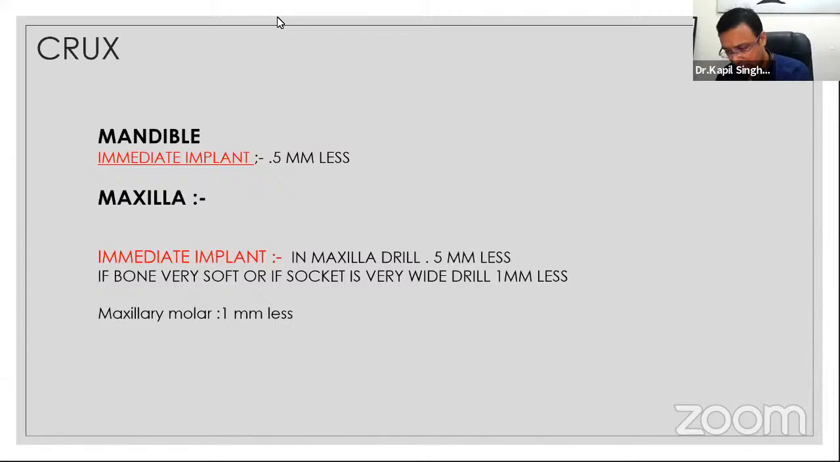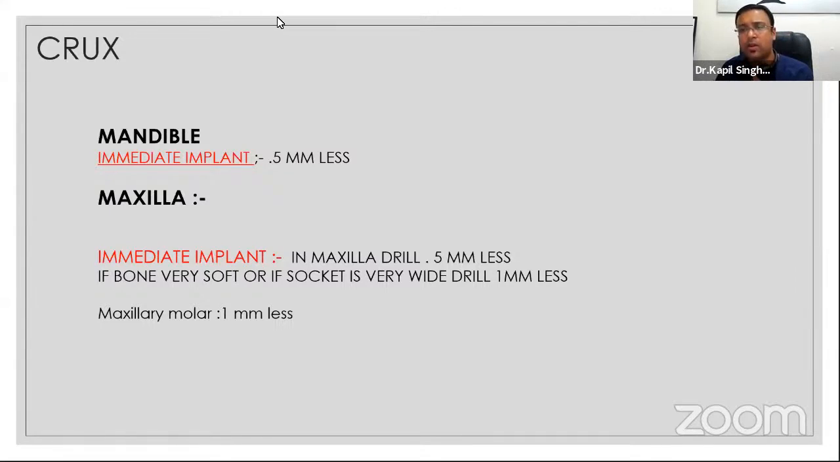Okay. In the Wilson case, you are planning after 3 days. Then why can't we do it in an extraction case? See, it's up to you. You can do it after 3 days, 5 days, 7 days, but there is no such criteria. You can even place an implant after 5 days, 7 days also.